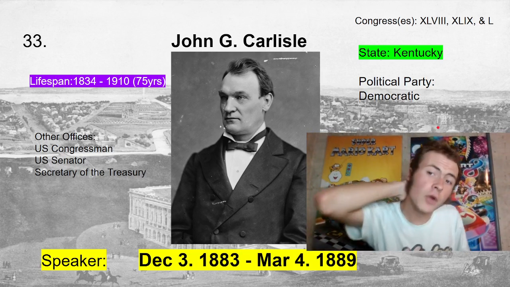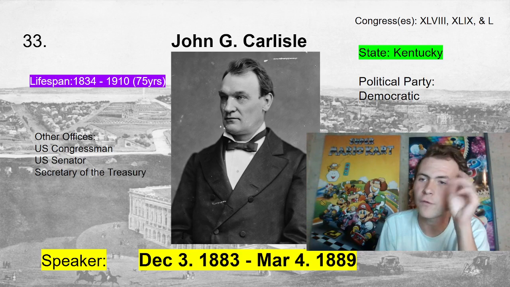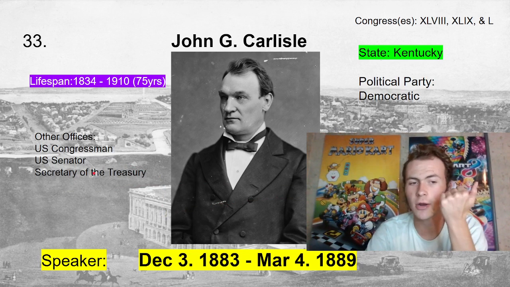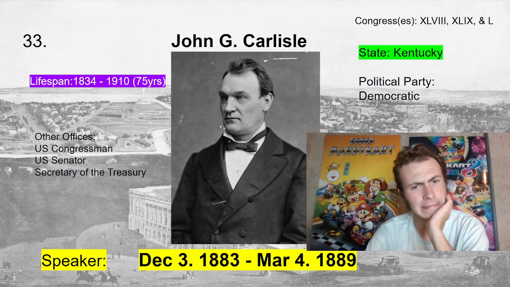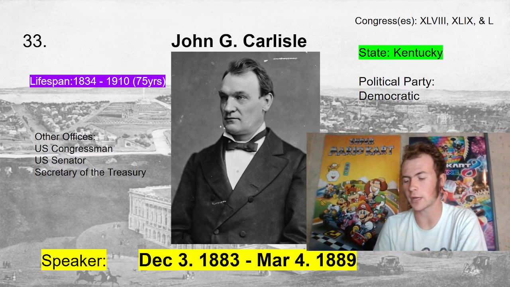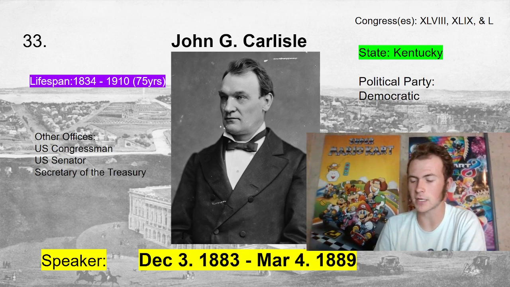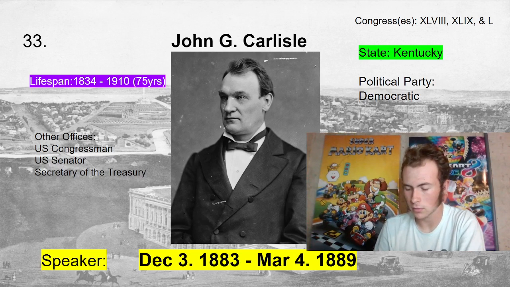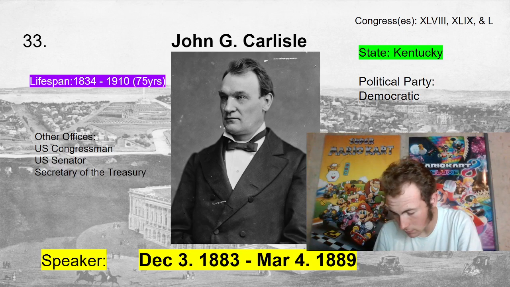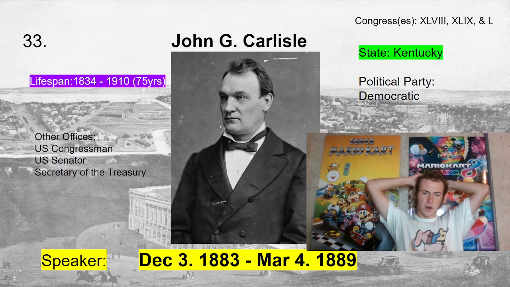Next up is John G. Carlisle. John G. Carlisle was a Democrat from Kentucky, and he presided over the 48th, 49th, and 50th Congresses. He served from 1883 to 1889, and he was a senator, and he was also Secretary of the Treasury. I think probably during Grover Cleveland's presidency, but I'm not sure. Who did he serve as Secretary of the Treasury under? I think it was probably Cleveland, because Cleveland's like the only Democratic president at the time. Let me see. Trying to see who he served under. Yes, it was under Grover Cleveland for a second term. Very cool.